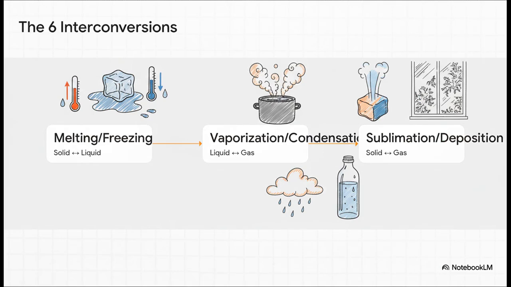And all this brings us to the grand finale, the 6 ways matter can change from one state to another. You've got the ones we all know, melting and freezing, that's one pair, vaporization and condensation, that's the second. And then you have those special direct jumps we talked about, sublimation, which is solid to gas, and its opposite, deposition, which is when a gas turns straight into a solid. That's how you get frost on a cold window.